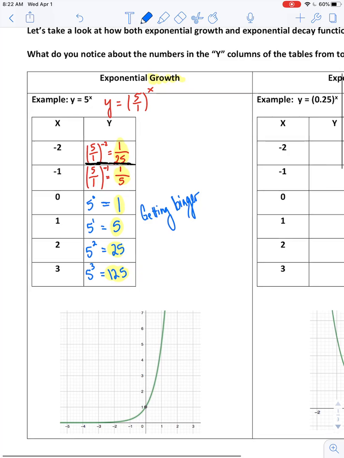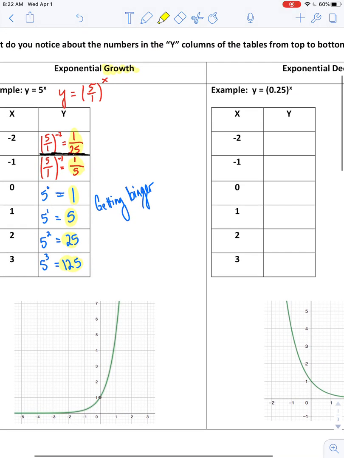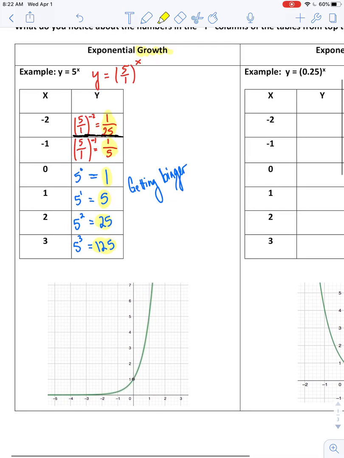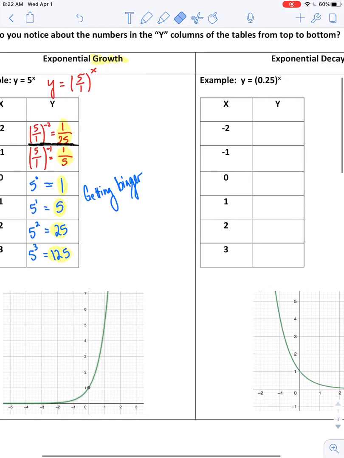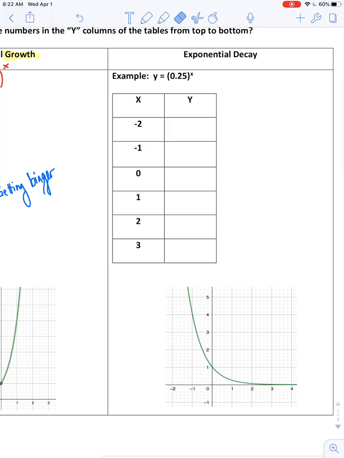So exponential growth, these numbers keep getting bigger as I go down the y column. And that kind of reflects itself in the graph as well. As I go from left to right, I keep getting bigger and bigger numbers. This function is growing from left to right.